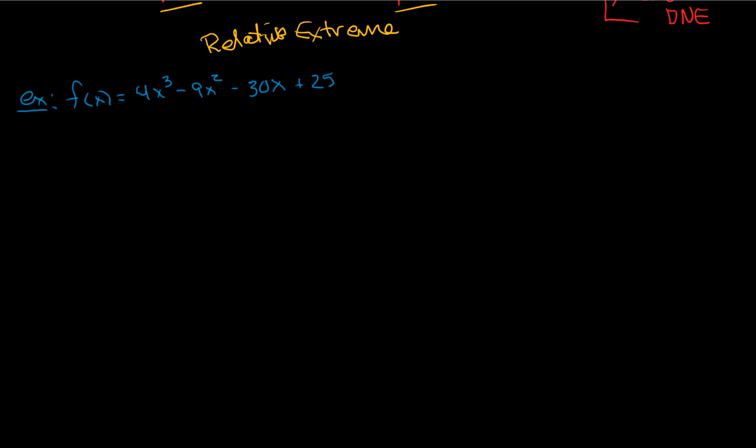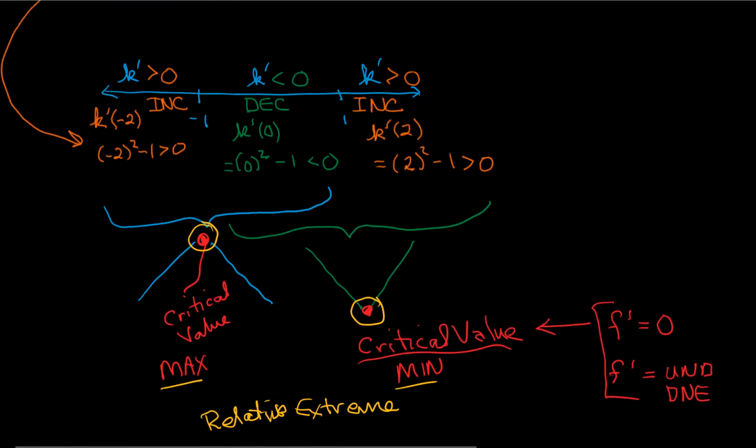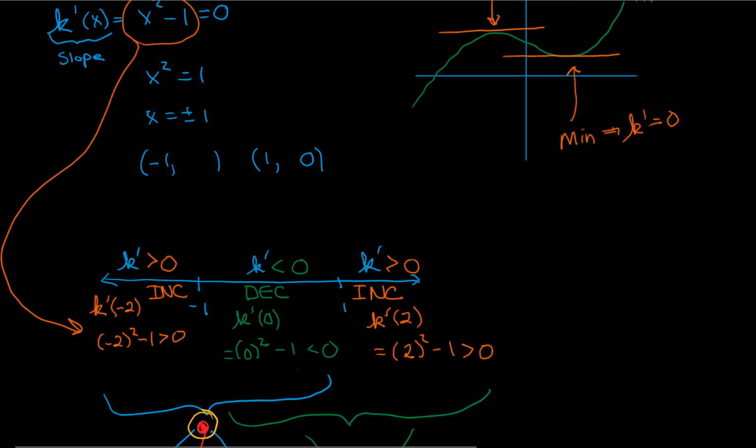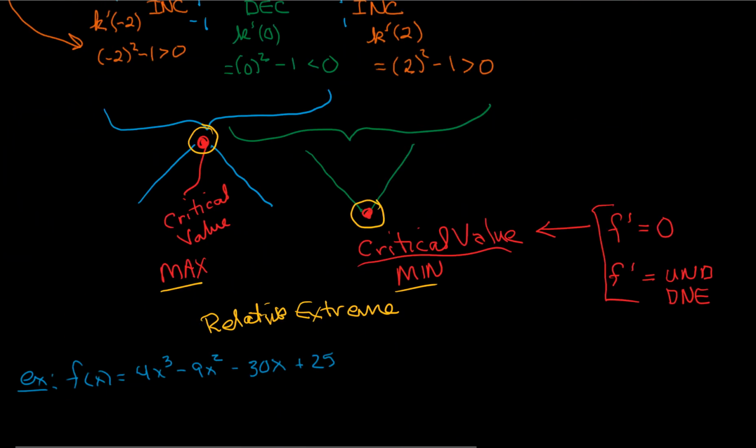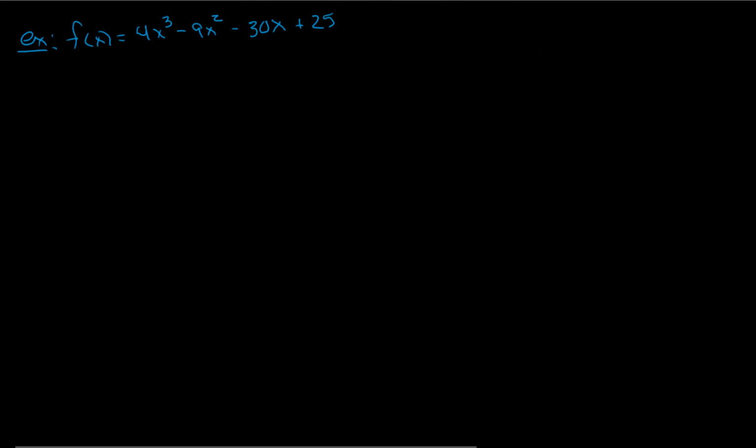Okay. So for right now, we are going to use the idea that we just developed: we want to locate where the derivative is equal to 0. Well, to locate where the derivative is 0, the first thing we need to do is compute the derivative, which I'm hoping is pretty straightforward for you. 12x squared minus 18x minus 30.